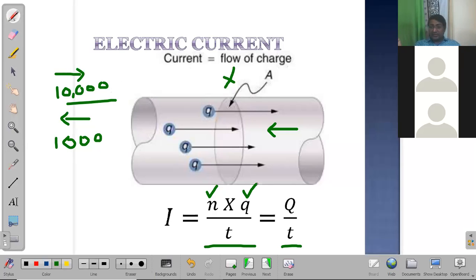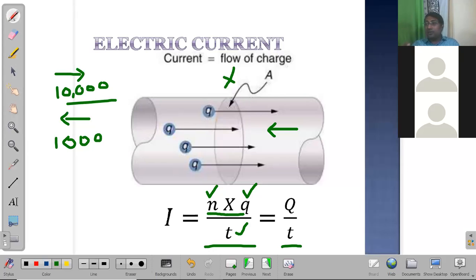You know the charge of an electron, minus 1.6 into 10 power of minus 23 coulombs, all that. And the time period that you had was 1 second. And this n into q is the total charge. N is the number of electrons, q is the charge of a single electron. When you multiply those, you get the total charge.